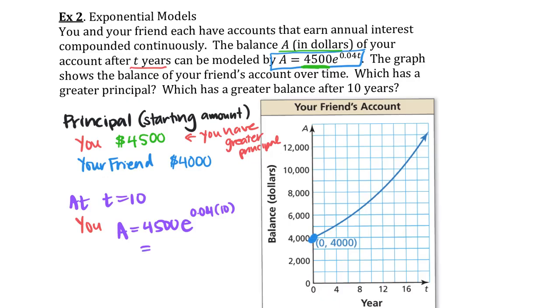And we're going to try to put this in our calculator. You're going to try to find your e button. It normally has e to the x on it. And you might have to put the 0.04 in parentheses. We're going to play with it. My answer should be 6713. I'm going to do 2 decimals because I know this is money. So you have $6,713.21 after 10 years.